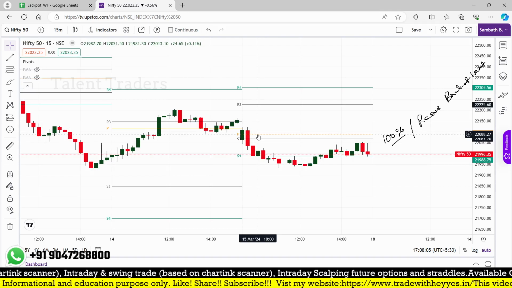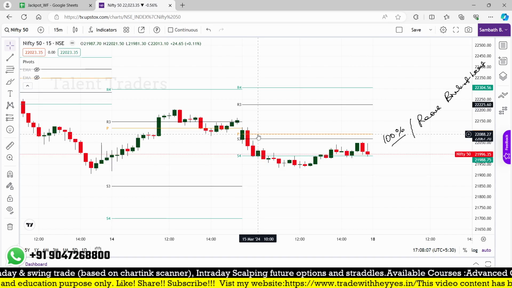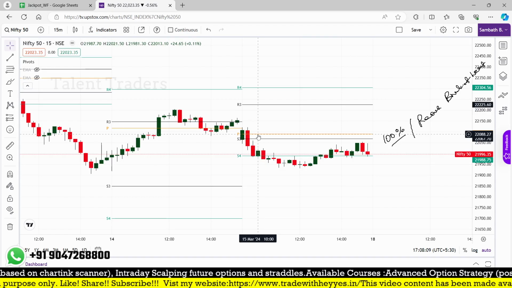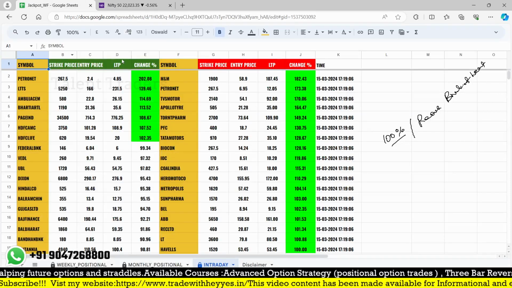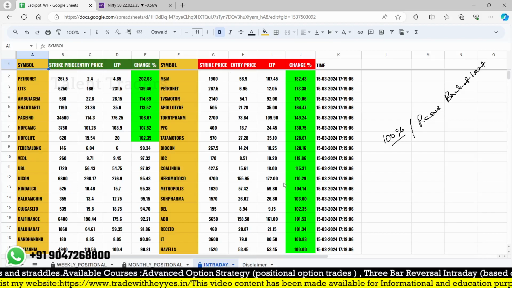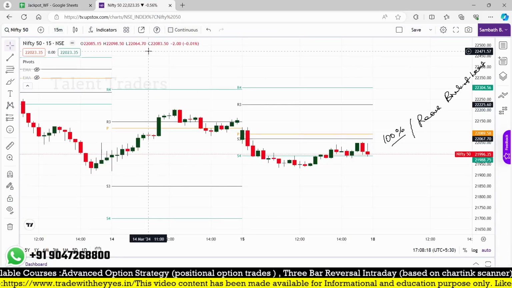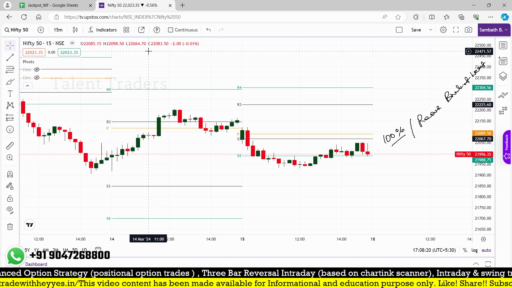It is going to break the R4 level. And at the same time, if the market is moving up, the call option is going to break the R4 level. In our sheet, we cover both sides: on the left side we have the calls, and on the right side the puts. But here in our Google Sheet, we are looking only for stocks, not for an index.